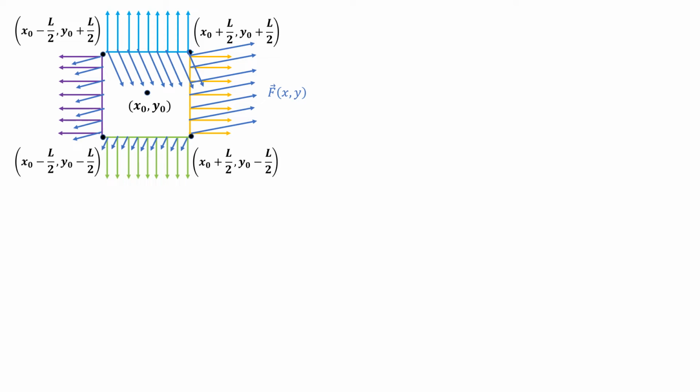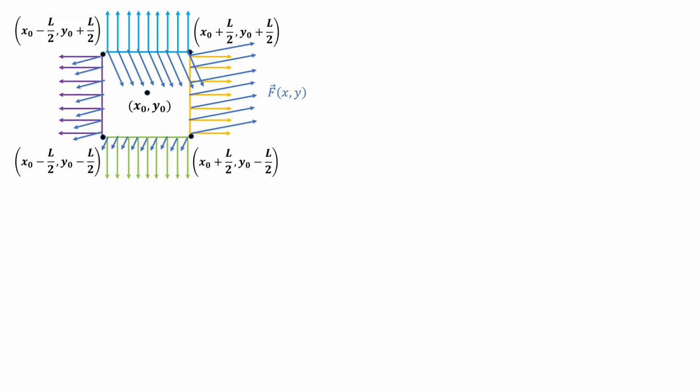Additionally, the dark blue arrows represent the vectors in the vector field that are located on the surface of our square. Now notice that for each side of the square, I drew these vectors as the same, or identical. And this is because as the size of this square approaches 0, in this limit, the vectors will approach being identical.